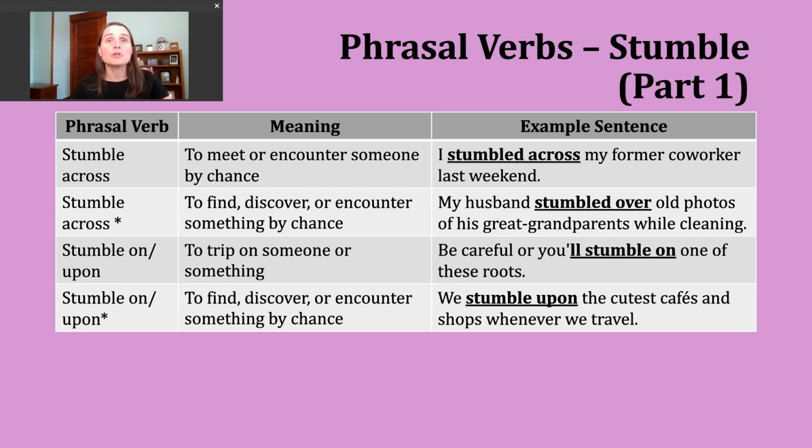Now, a second way we can use stumble on or stumble upon is very similar to the second way we used stumble across. So again, we're talking about finding, discovering, encountering something by chance. An example of this: we stumble upon the cutest cafes and shops whenever we travel. This sentence is an example of the simple present. So here, if I'm speaking maybe for my husband and me, I'm talking about our habits, our routines. It means we discover these places by chance. We don't read a lot of reviews, make a plan.